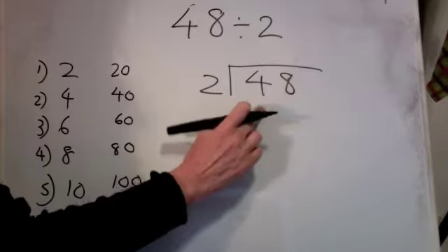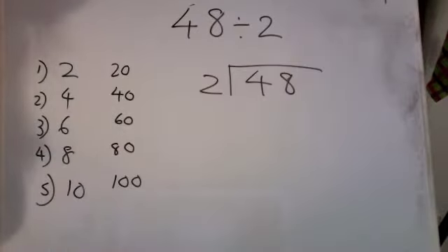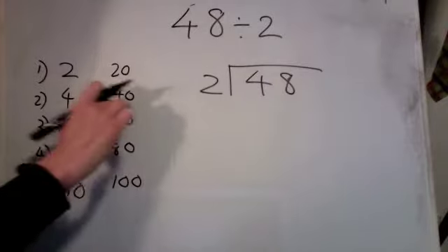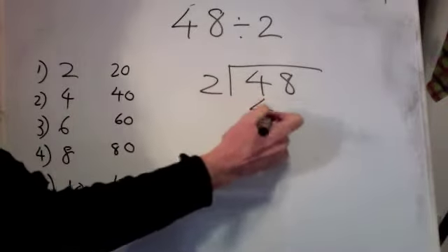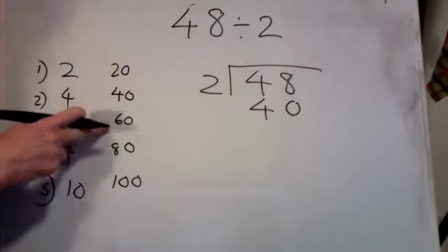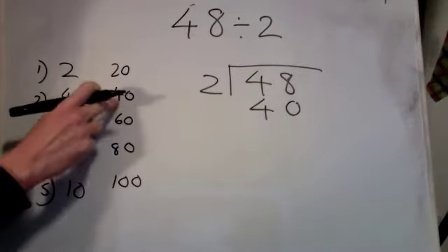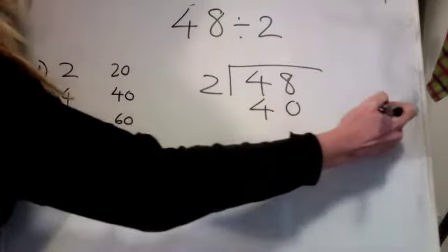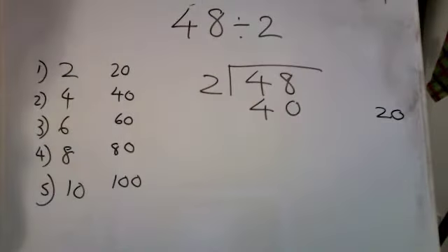I'm looking for a number as close to 48 as possible without going over. And if I look through here, I have the number 40, so I'll use that. That's the closest I've got because the next number goes over. To make 40, I times 2 by 20. 20 times 2 is 40, so my 20 goes over there.